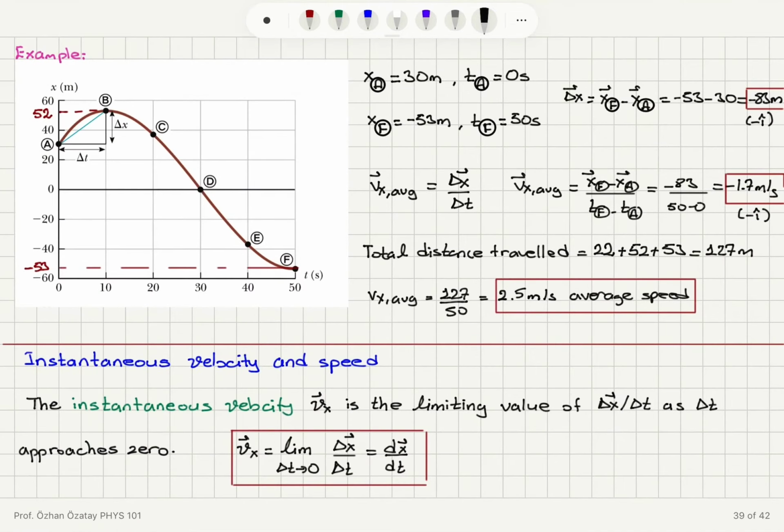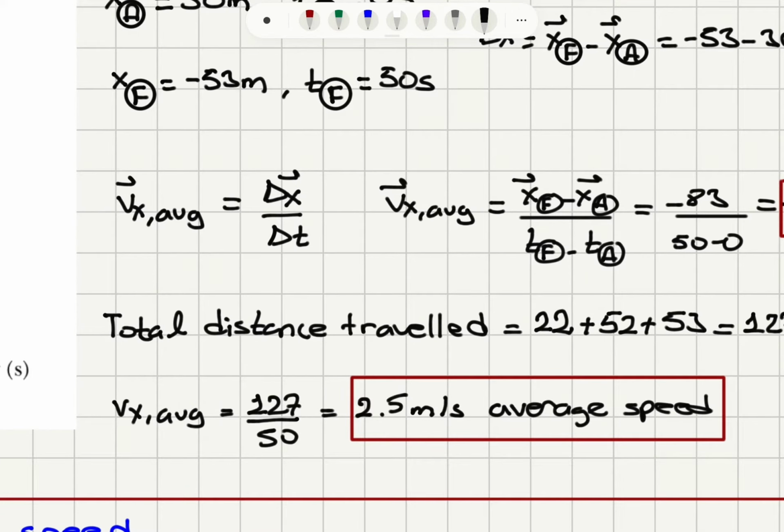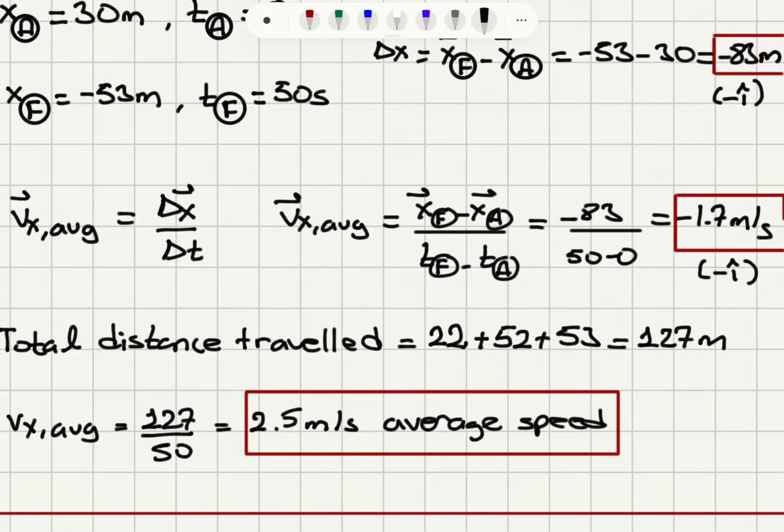So that is the displacement. Now, what is the average velocity of this particle? It's the displacement delta x divided by the time interval delta t. So over the time interval ta to tf, the particle goes from position A to position F with a total displacement of minus 83 meters. So minus 83 divided by Tf minus Ta, 50 minus 0. This gives me minus 1.7 meters per second.